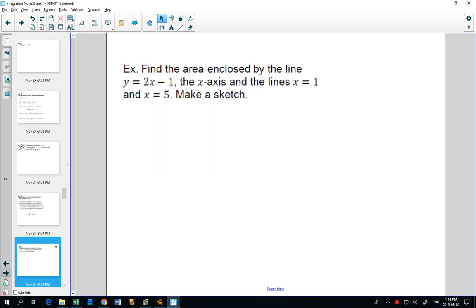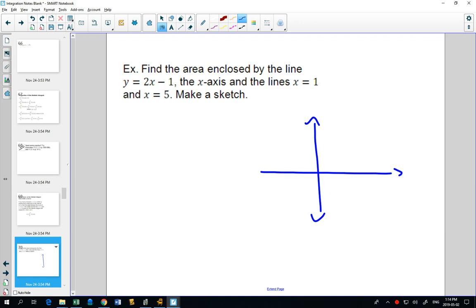So if we want to find the area enclosed by the line y equals 2x minus 1, the x-axis, and x equals 1 and x equals 5, well, we can do the integral. So if we start with a sketch, 2x minus 1 would have a y-intercept of minus 1, a slope of 2, up 2 over 1, up 2 over 1. There's our line, and we want to find it between x equals 1, so that's at the point 1, 1, and 5.